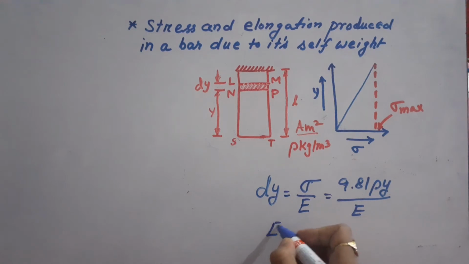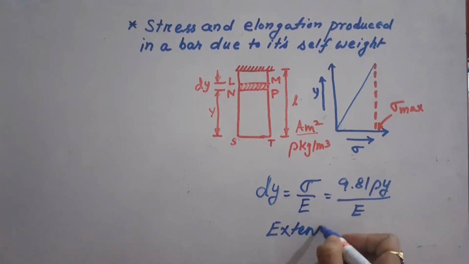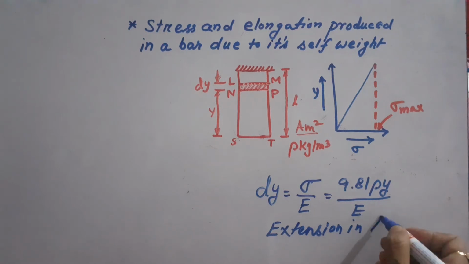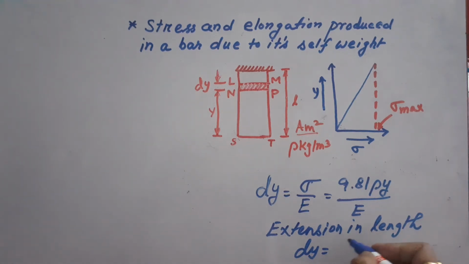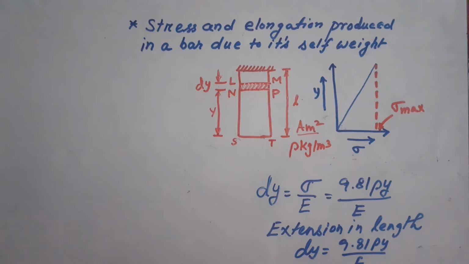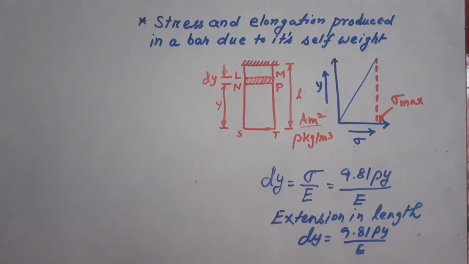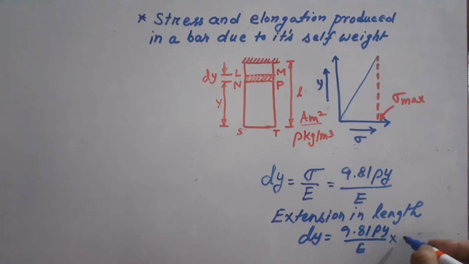So extension in length dy is equal to 9.81 rho y divided by E into the length, that is dy.